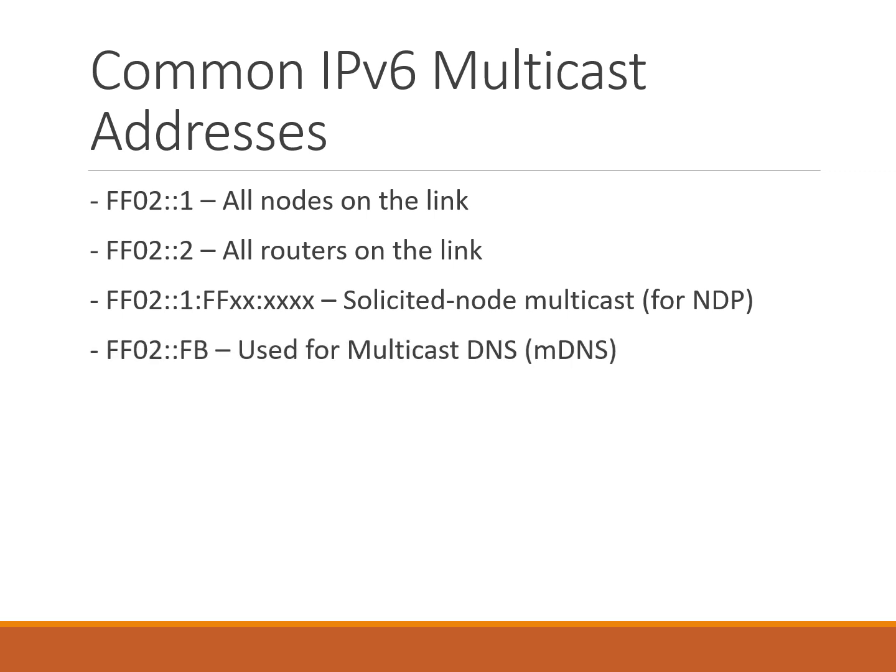Some important multicast addresses are shown over here. The first one targets all nodes on the link. The second one is used for communication with all routers. In the third example, it's known as the solicited node multicast. It is used in the neighbor discovery protocol. And the fourth one here is used for multicast DNS.